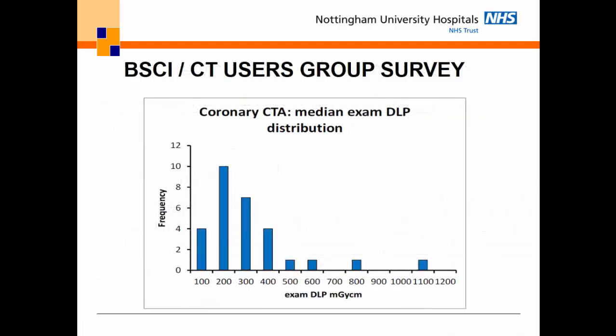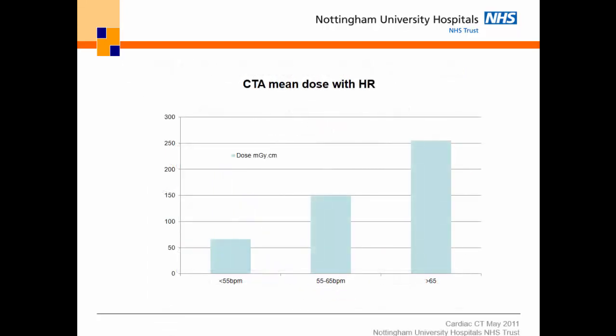This is some data from the BSCI and the CT user group dose survey, just to show where the pack are in terms of their doses. I would suggest these centres here need to do something about it, and you might think that these centres down here perhaps might not have enough image quality. So you've got to work out where you need to be.